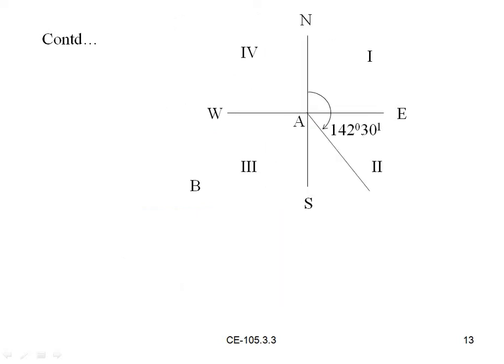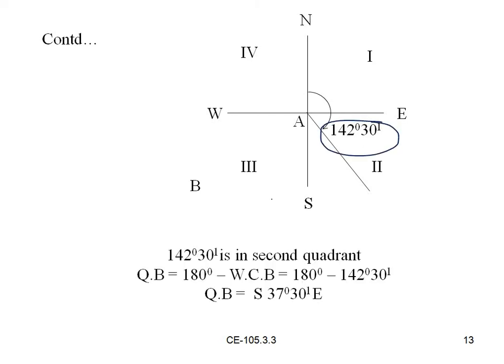And the next one is 142 degrees 30 minutes. So it is in the second quadrant. So quadrantal bearing is equal to 180 degrees minus whole circle bearing, which is 180 degrees minus 142 degrees 30 minutes. And the quadrantal bearing is South 37 degrees 30 minutes East.